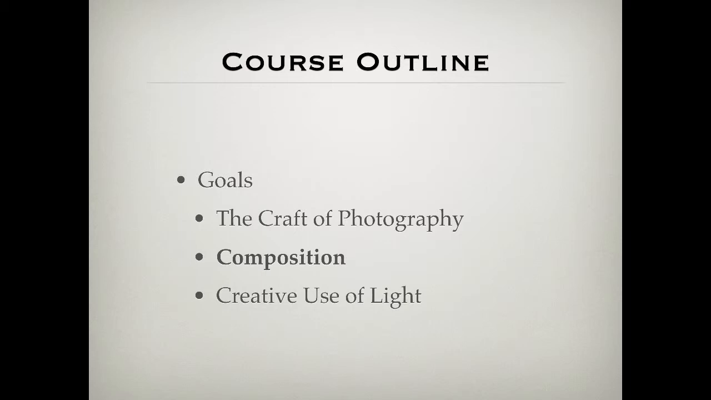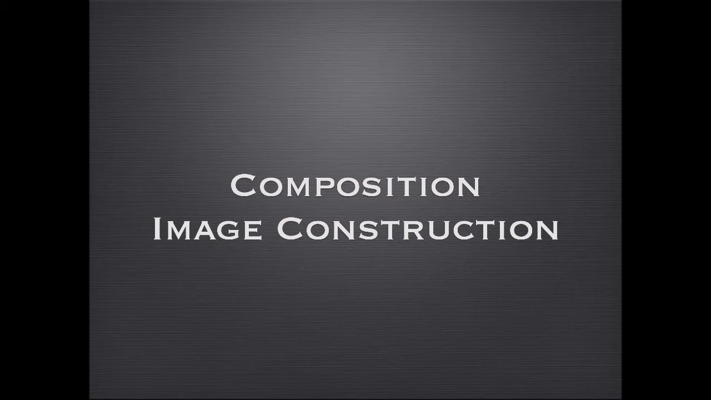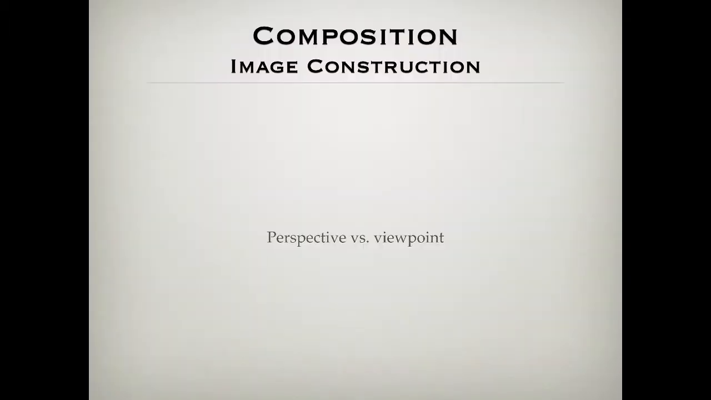So we're in the art of photography, the composition section. There's the 3 parts, right? This is the goals of the course. The craft of photography is, of course, how we use our lens, our camera, our knowledge of the exposure triangle, and some other tools to realize our vision. The composition is creating that vision. And then we'll talk about the creative use of light in upcoming ones. So composition, image construction, part 2 in the art of photography.